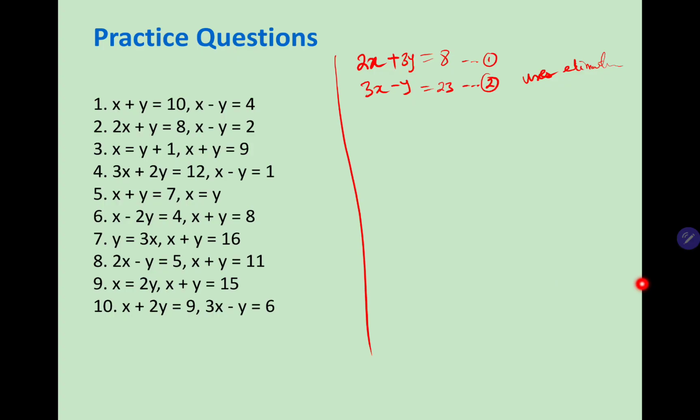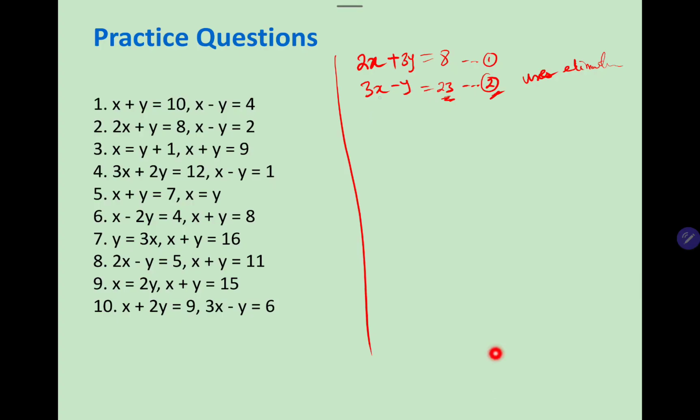So if you have something like this, what you have to do is to keep track of your equations. This is equation 1, this is equation 2. We can create a new equation because we want to eliminate one of the values. And remember, in equations, whatever you do to the left hand side, you must do to the right hand side. Now we have 2x plus 3y is equals to 8 as equation 1, and 3x minus y is equals to 23 as equation 2. Okay, now we can create a new equation because we want to eliminate this.